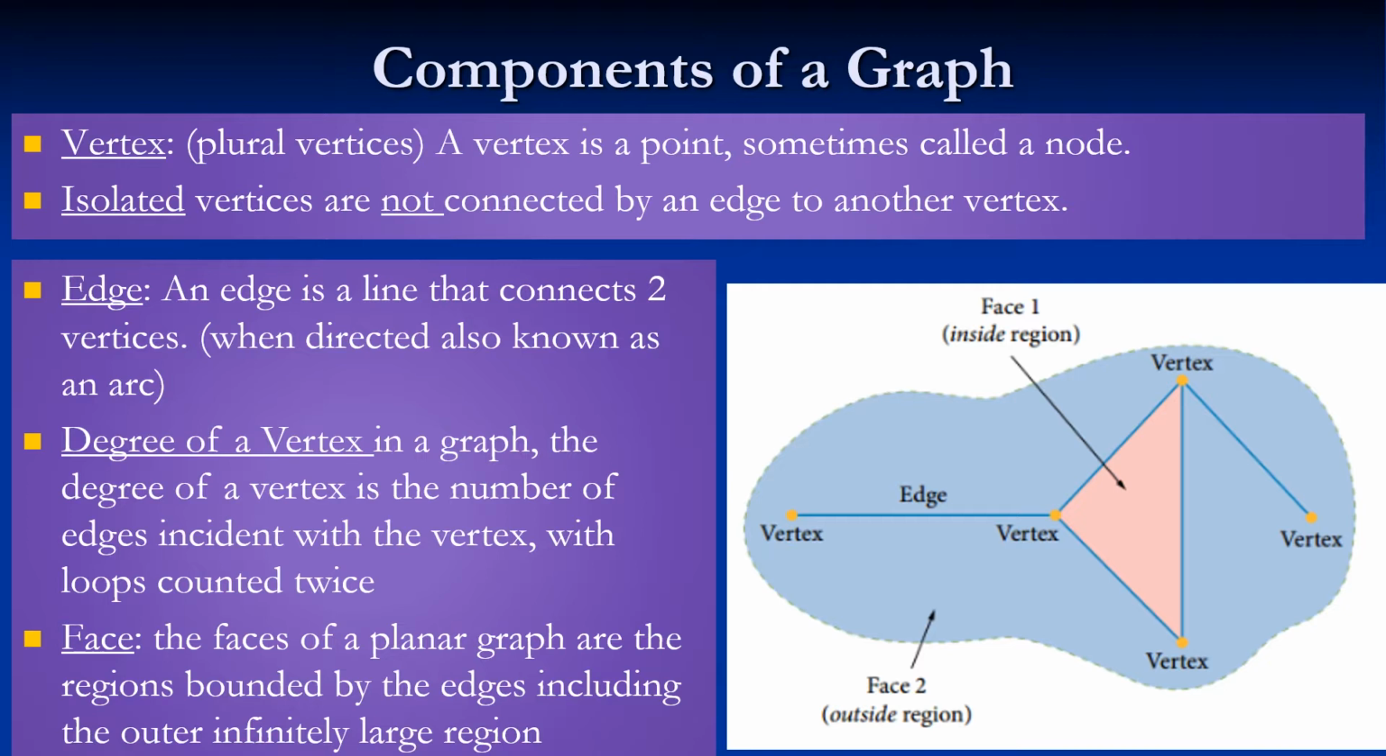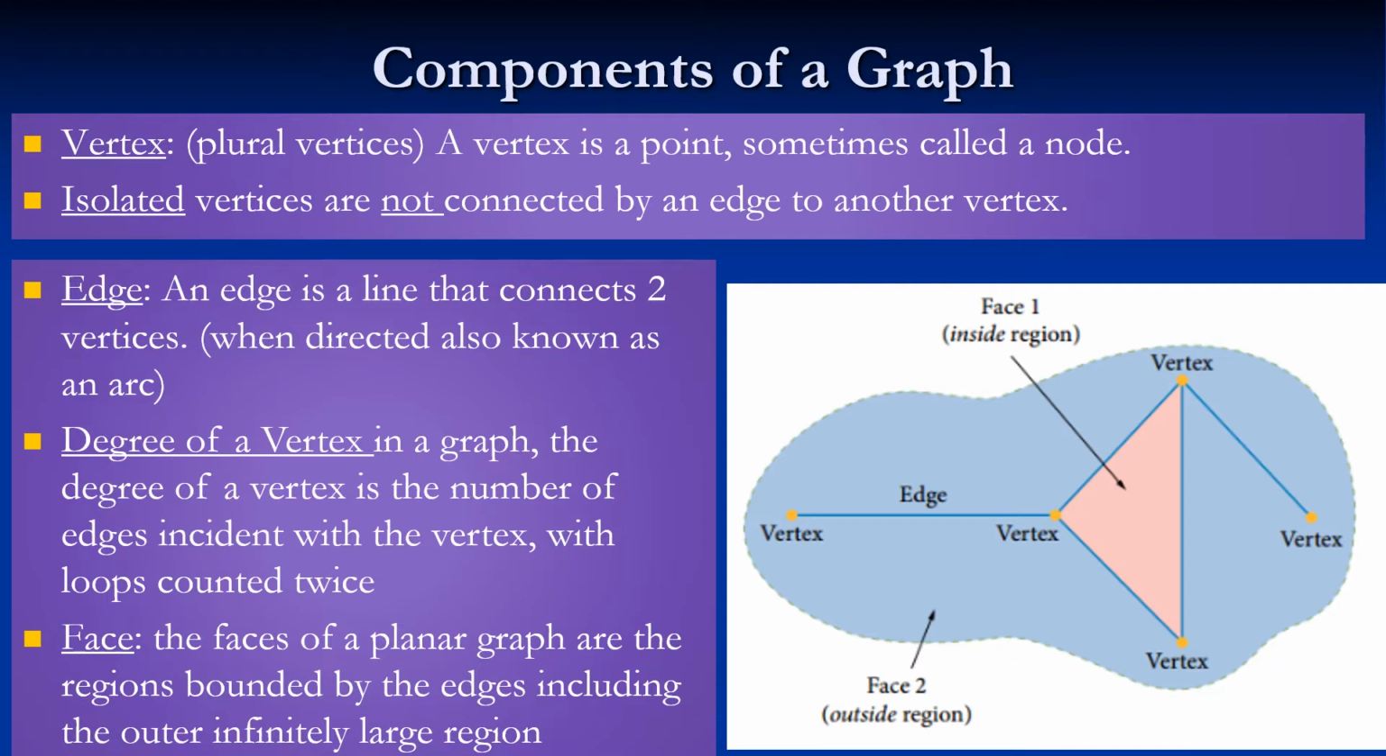Now isolated vertices are not connected by an edge to another vertex, so there's no line between the dots. The edge is that line that connects the two vertices. When that edge has a direction, as in a digraph, we're going to call them an arc. Now the degree of a vertex in a graph is the number of edges that connect with that vertex, and you're going to count the loops twice.